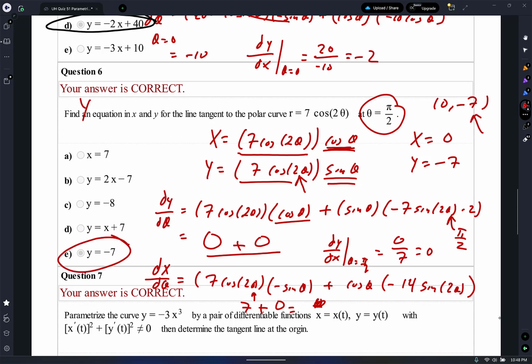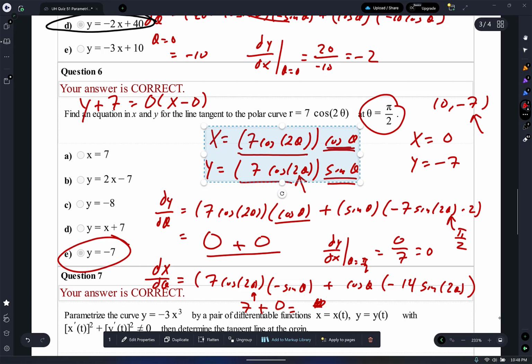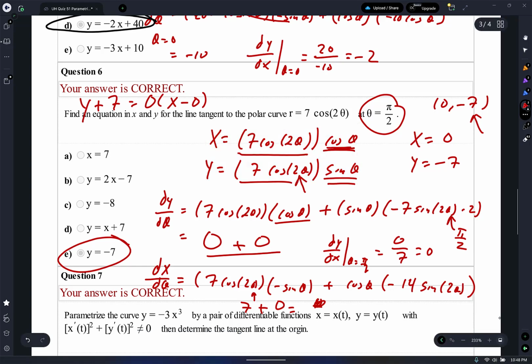And if you don't like that, guys, just go y minus 7 minus a negative 7. So plus 7 equals slope times x minus 0. I mean, it's kind of silly to me to do all that, because I don't really think you need to do that, guys.